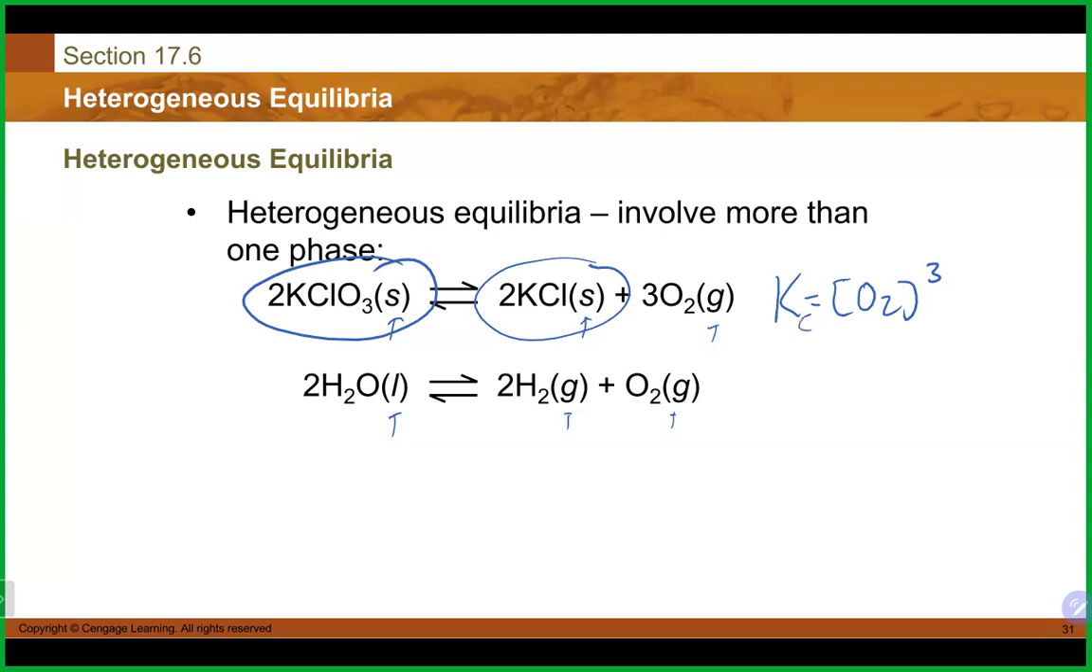This would be a Kc in this case. Here on the bottom, our K would be our H2, and we would have to square it because of the coefficient, times our O2. Once again, here we're not going to include the water because it is a pure liquid. It remains relatively constant throughout the whole process. Its concentration really doesn't change all that much. Now, it is possible, yeah.